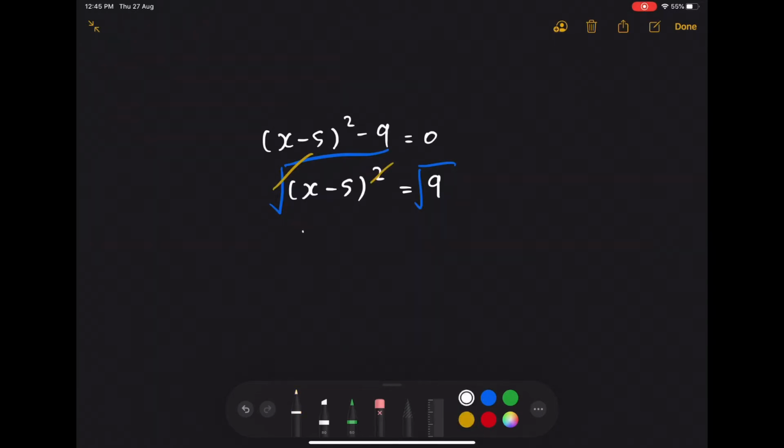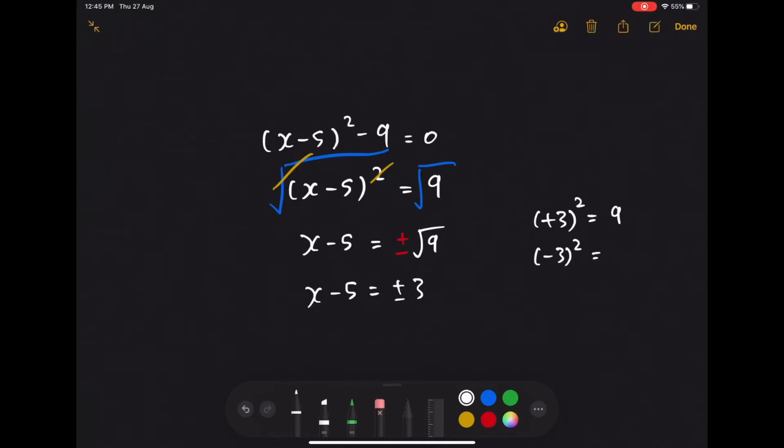So we will have x minus 5. Okay, so we do not need to write the bracket anymore. But when you square root any number, we need to always remember to put in our plus minus sign. This is very important. It will always have a plus minus, because if we square root 9, we get plus minus 3. This is true because if you were to take positive 3 squared, you get 9, and if you were to take negative 3 squared, you get 9 also.